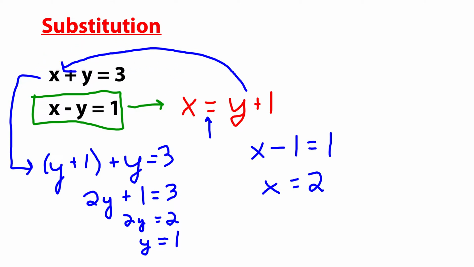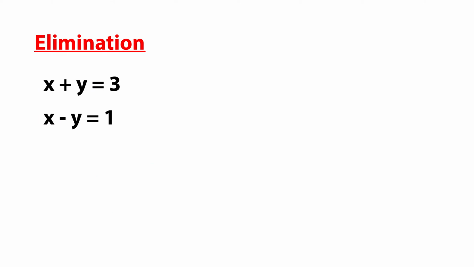The other way to solve these is with this method called elimination. How you can think of elimination is that I'm actually going to be adding these two equations together from the top down. So I'm looking this way and I'm going to be adding down. If I add an x plus an x, then that would become 2x.